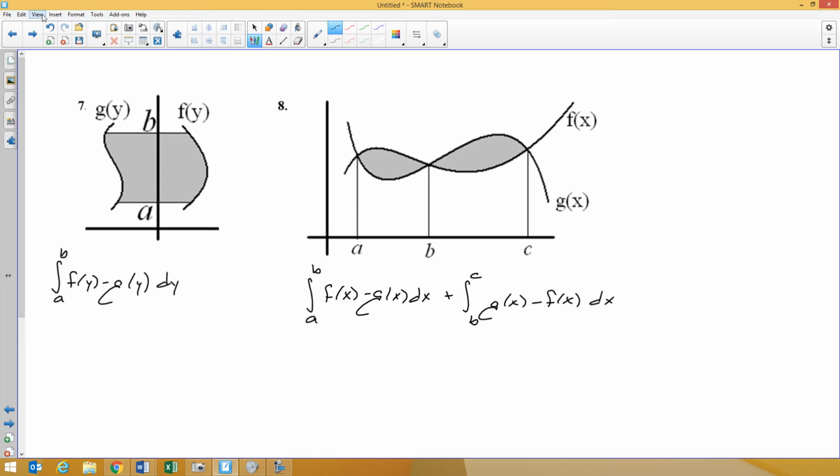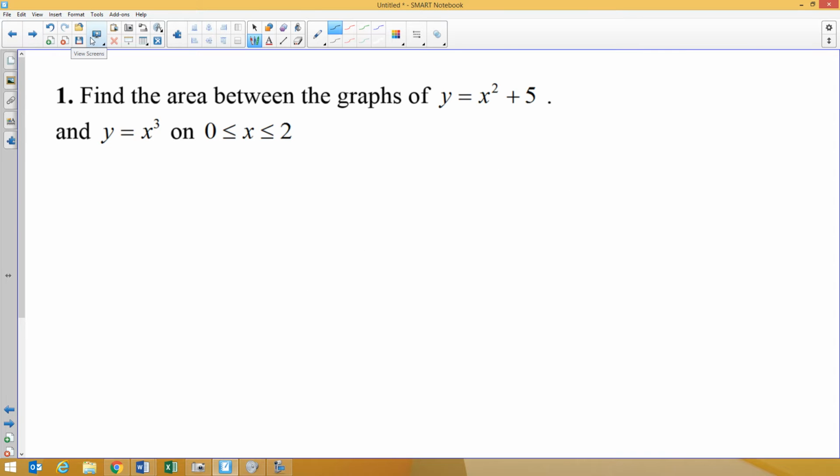And I have 3 problems that I want to look at where we are going to find exact areas. And so we're going to find the areas of these 3. This is number 1, the area between the graphs of y equals x squared plus 5 and y equals x cubed. And here I'm giving you the interval 0 to 2.